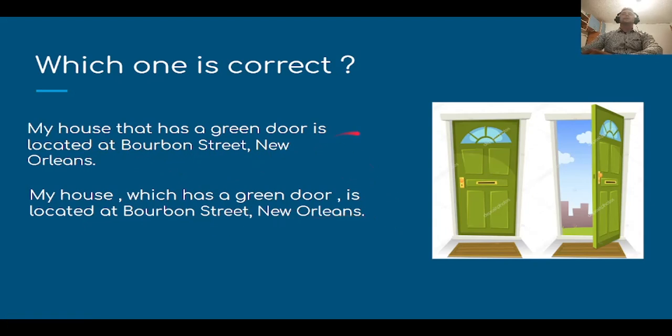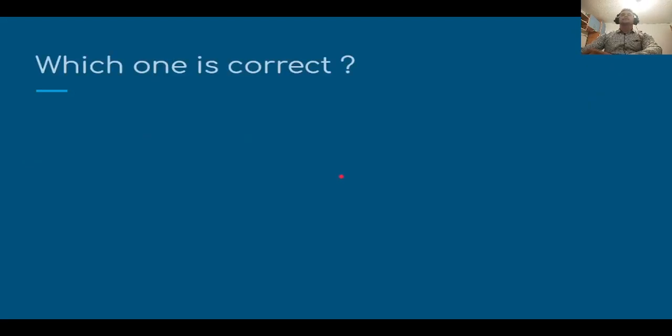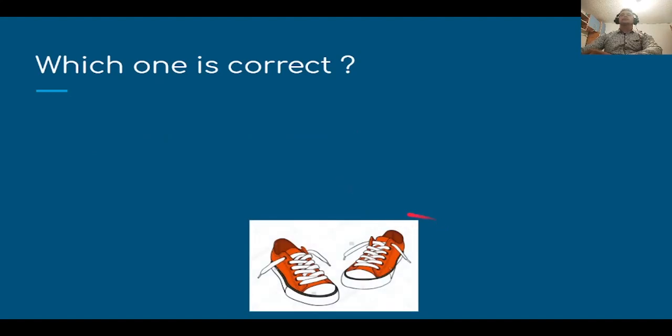So which one of these is correct? Which sentence should we use when we talk about my house? The first sentence is incorrect. That's right. And the second one is correct. Why? Because I have only one house, and the fact that I have a green door is just some extra information which is not necessarily needed. That's right. How about this pair of sentences?